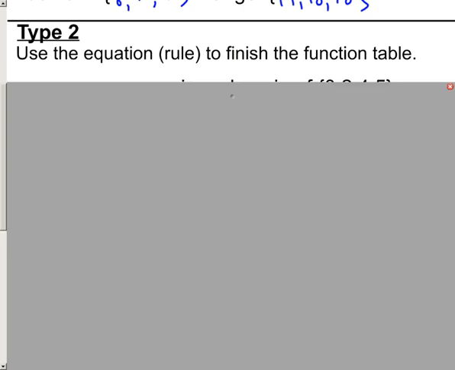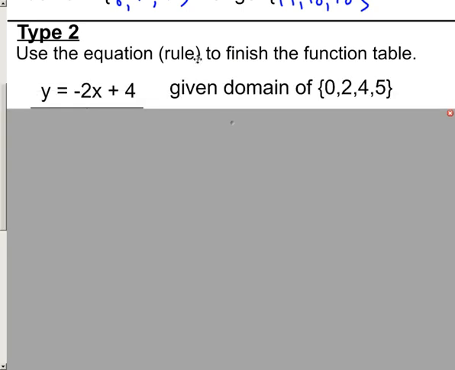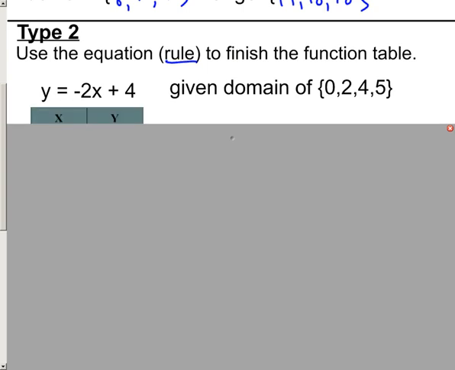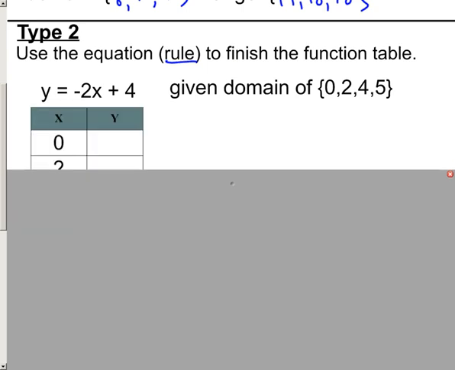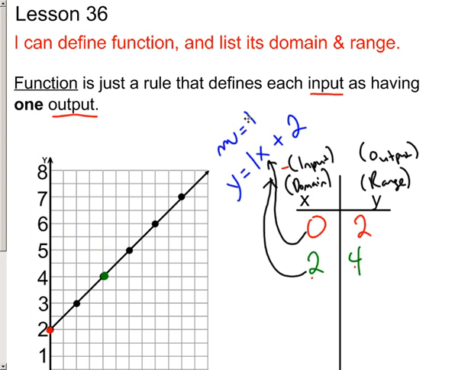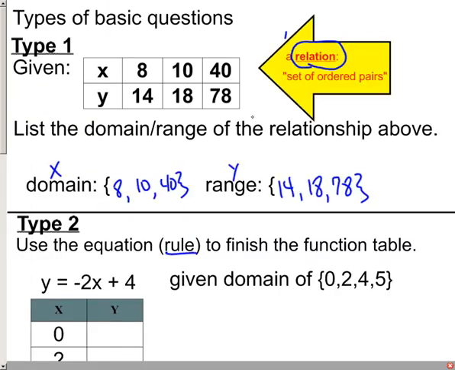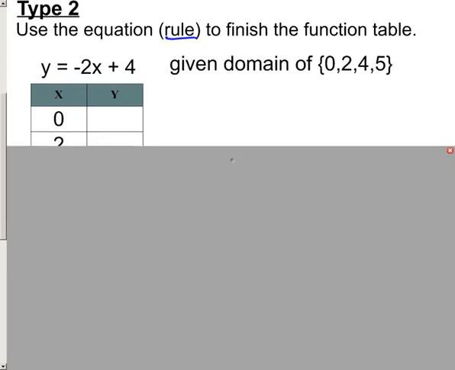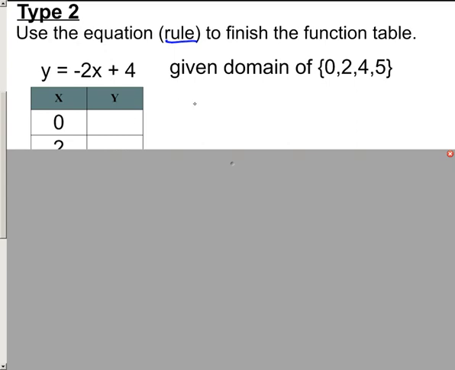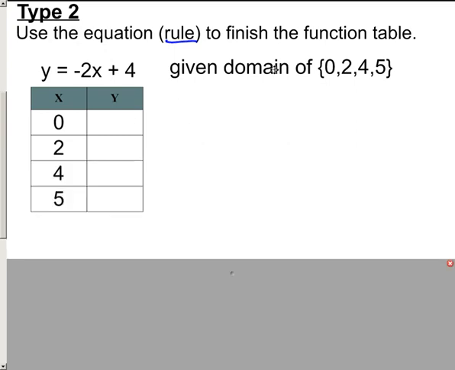Other times, they're going to say use the equation rule to finish the function table. Now, we talked about how we got this equation rule. Right here, you'd have to go get the slope and then plug it into the point slope formula. A lot of times, they will give you the equation, and they're going to call it a rule. It's like a function rule. And they will say, here's the domain, go find the rest of the table. Or they'll say, get the range, which is the same as y.